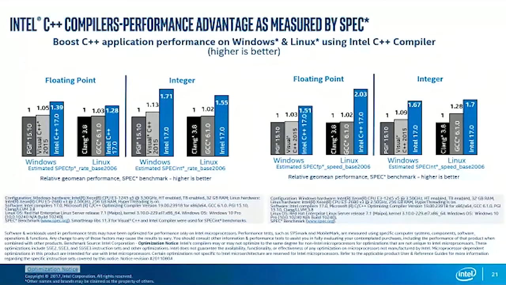Here is the performance of the Intel compiler compared to a general commercial compiler and also the open source compiler GCC. And you can see on the Atom and Xeon platforms, for both floating point and integer calculation, the Intel compiler always delivers better scores.